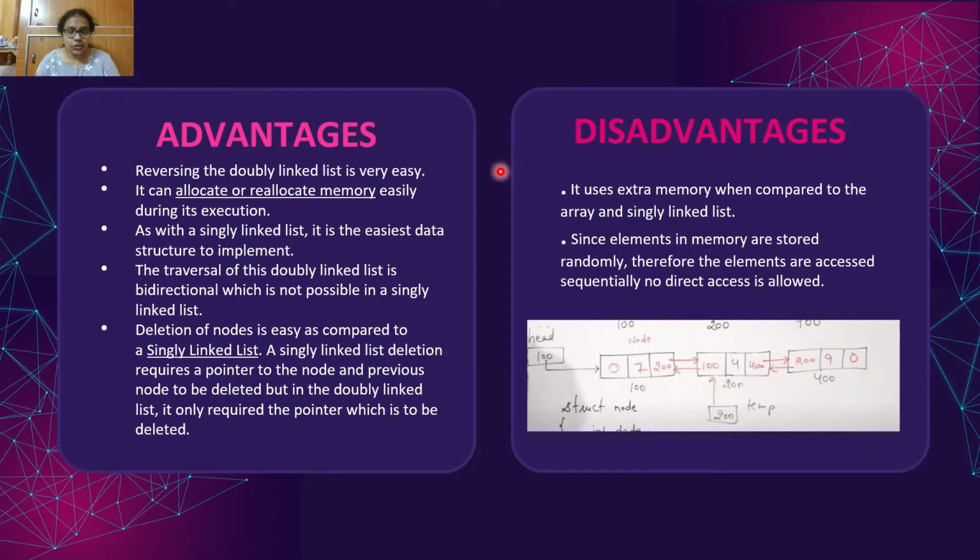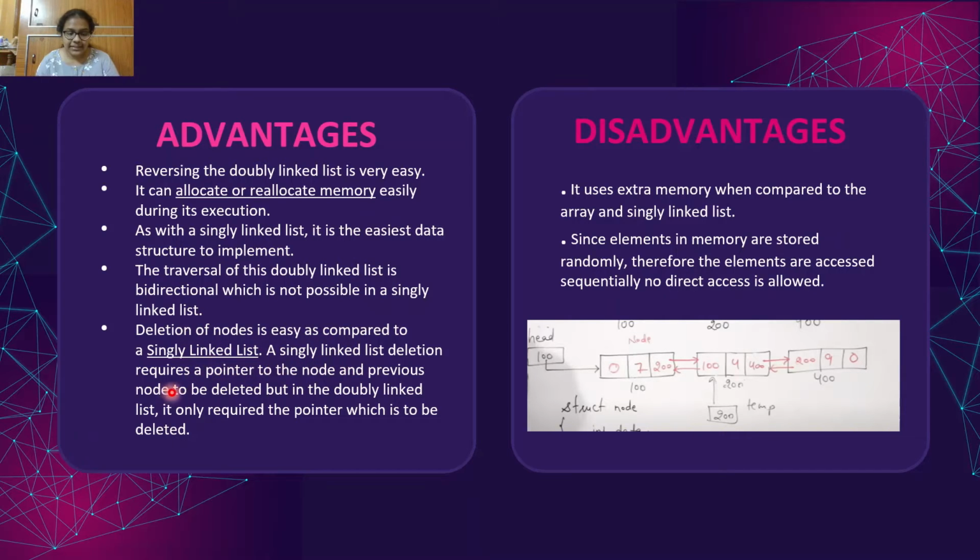Advantages and disadvantages of the doubly linked list. Reversing the doubly linked list is very easy, and it can allocate or reallocate memory easily during its execution. As in a singly linked list, it is an easy data structure to implement. The traversal of the doubly linked list is bidirectional, which is not possible in a singly linked list. Deletion of the nodes is very easy compared to the singly linked list.